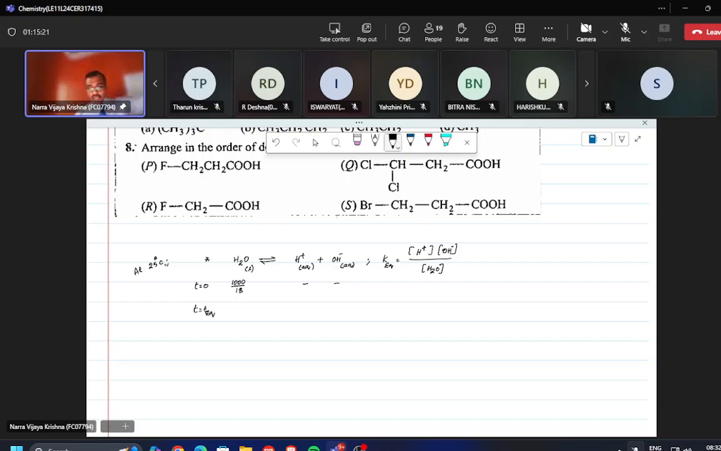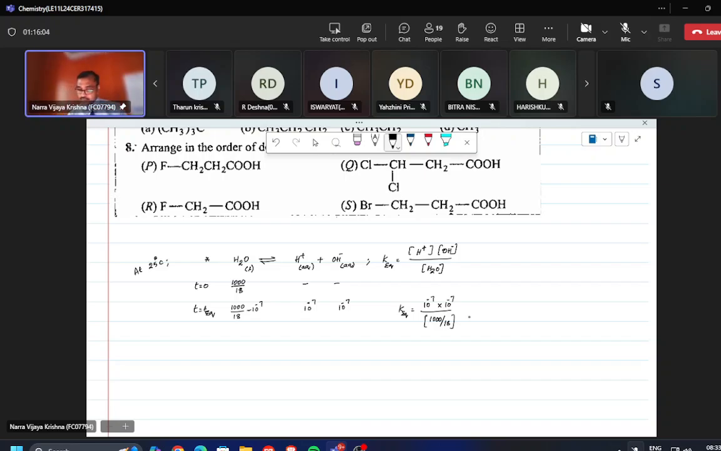Right? So if 10 power minus 7 converted into ions, what will I write? 1000 by 18 minus 10 power minus 7, 10 power minus 7, 10 power minus 7. Correct? Then what is K equilibrium equal to? 10 power minus 7 into 10 power minus 7 divided by, I will write 1000 by 18 only. Reason? Compared to 1000 by 18, which is 55.57, 0.00006 is negligible. Correct? So I will write 1000 by 18 only.